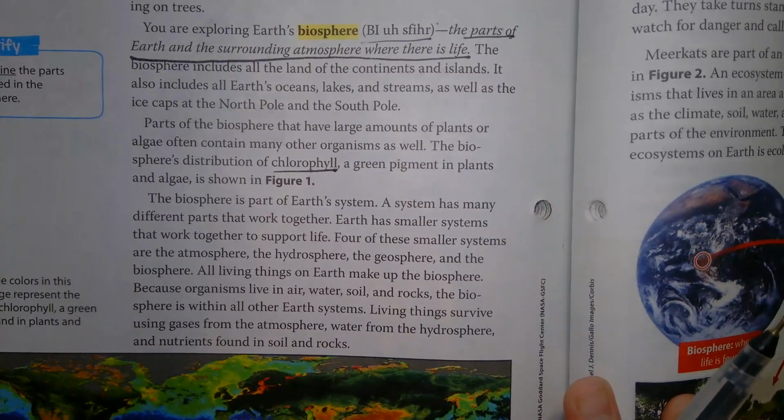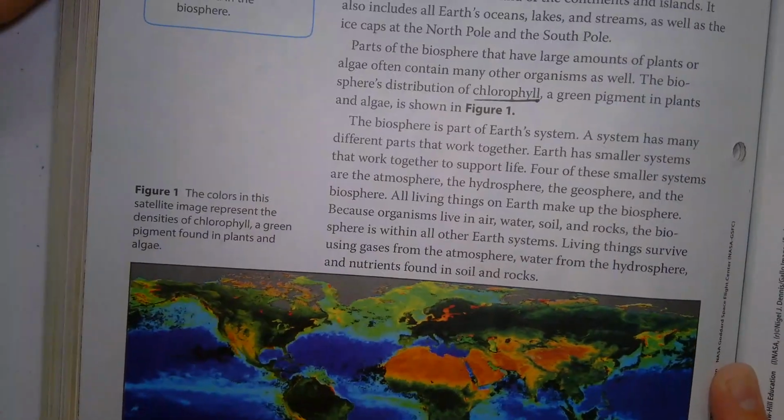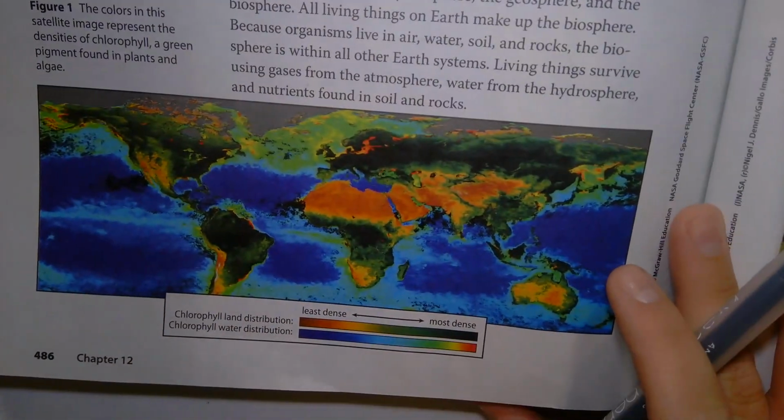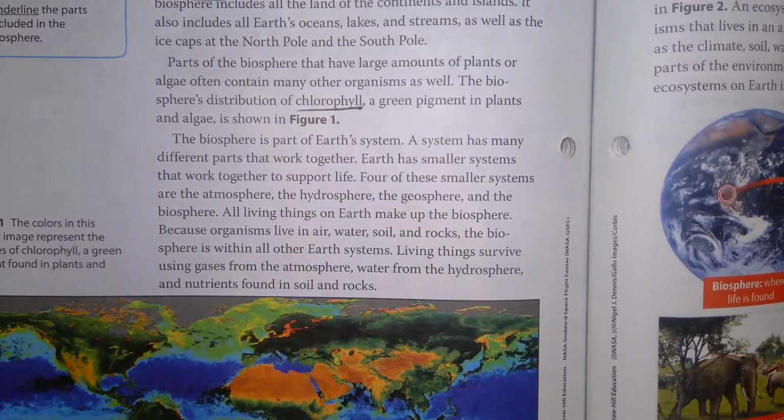Figure 1, where are you? I don't even know where figure 1 is. Dude, where is this? Oh, it's right there. My bad. This is figure 1. So basically, why are there so many plants? Because we all need oxygen. Just FYI to you. The biosphere is part of Earth's system.